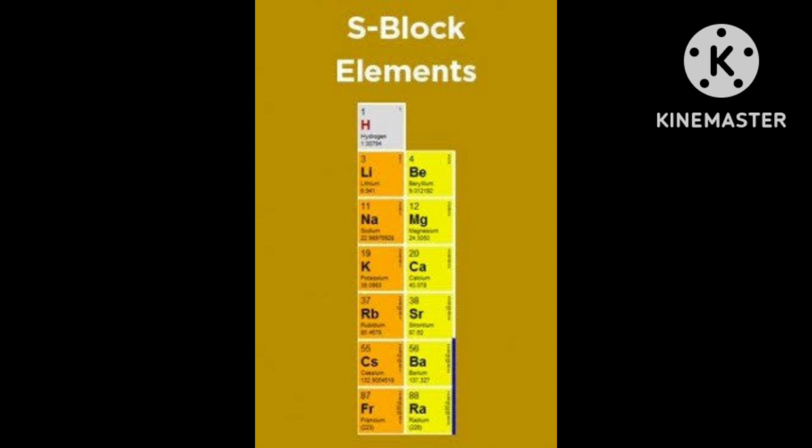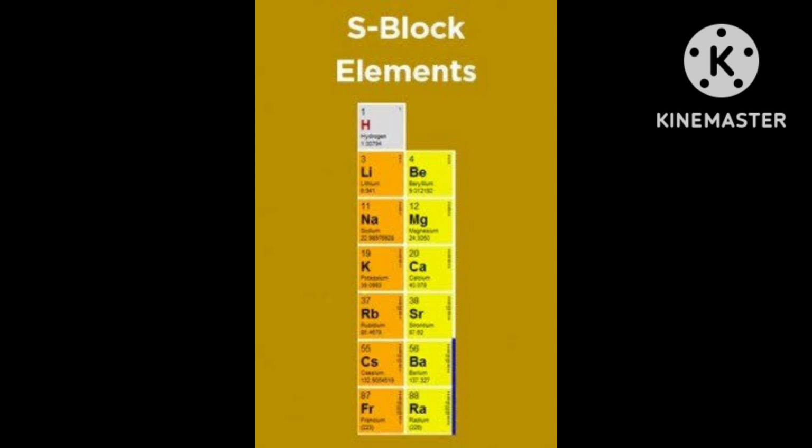Why are they called alkaline earth metals? These are so called because their oxides and hydroxides are alkaline in nature. Both oxides and hydroxides are alkaline, and these metal oxides are found in the Earth's crust. That's why they are called alkaline earth metals.